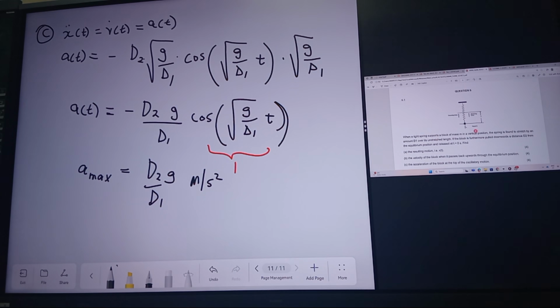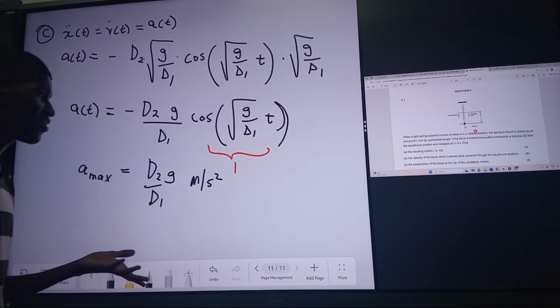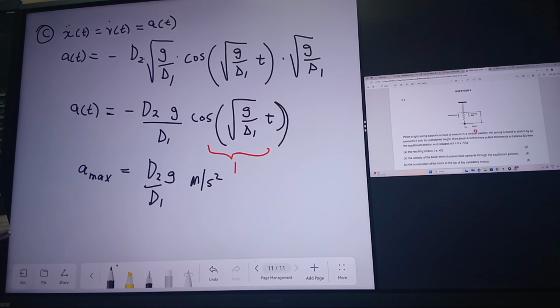I'm sure they have a puzzle. So, not sure if they need you to state the thing, but I don't think so. But now, this is the maximum acceleration. Is it hard?